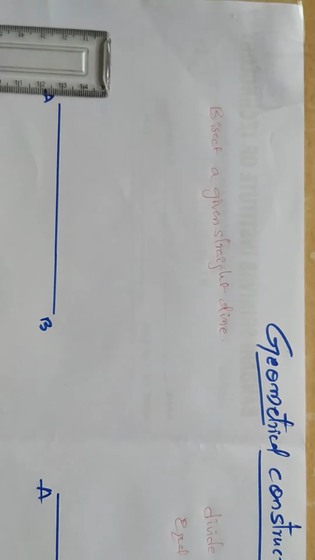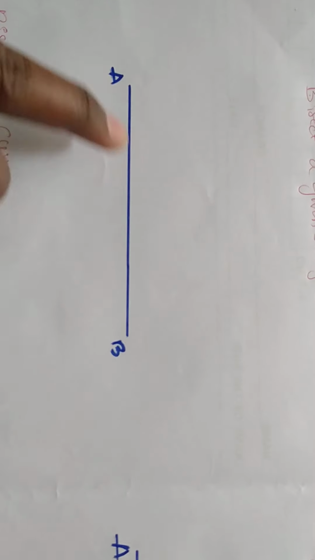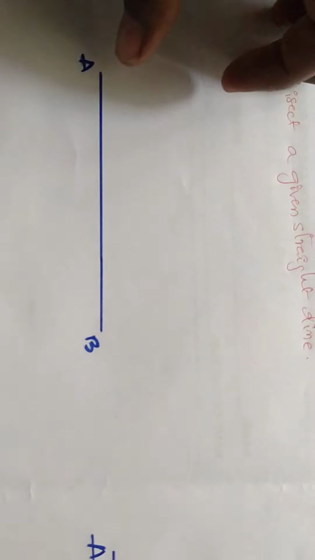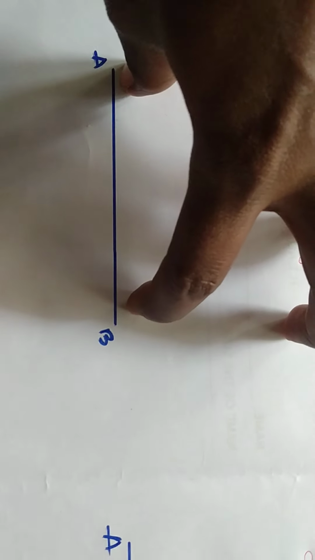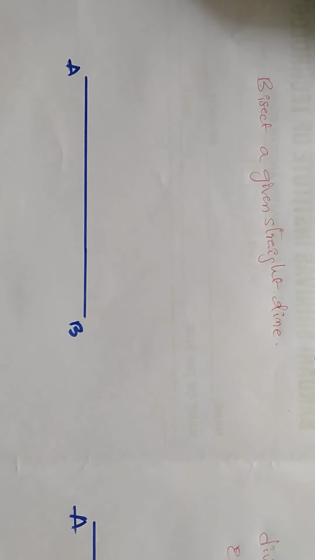Bisect a straight line. This is the straight line AB. You don't know the dimensions of this straight line, and you have to bisect it.